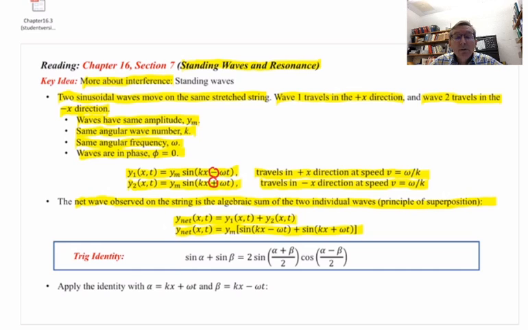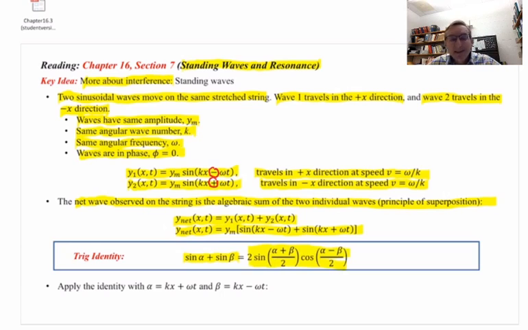Now, if that's all we wrote for y net, that is not very illuminating. It's correct, but it's not very helpful. But we can use a trig identity to help us identify exactly what kind of wave we're going to observe. And the trig identity is the same one I used in section 5, the identity for what you get when you add two sine functions with their own arguments, sine alpha plus sine beta. I'm just repeating it here for you.